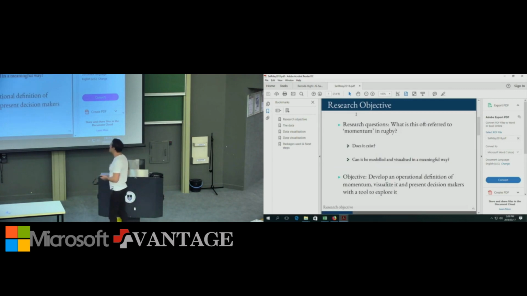So does it exist? If it does exist, can we model it and visualize it in a meaningful way? The objective of this research is to operationalize it, in other words, model it as a function of in-game variables. In the case of Rugby Union, it would be things like the territory gained in a particular phase, the position on the field, the time left in the game, the score difference, and other covariates.